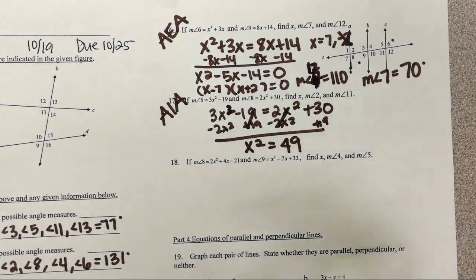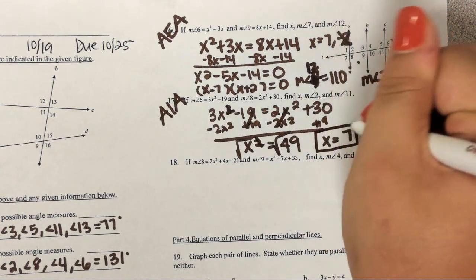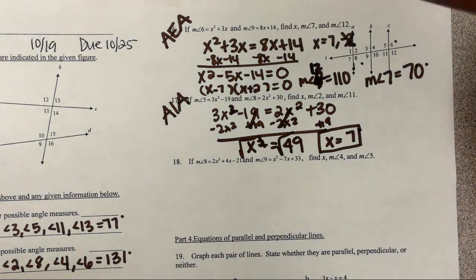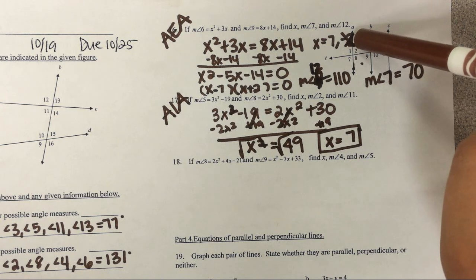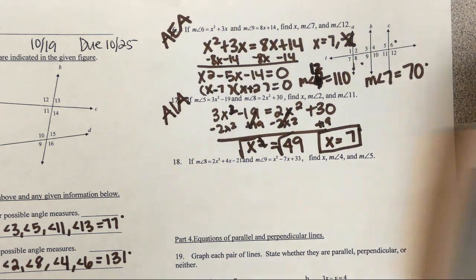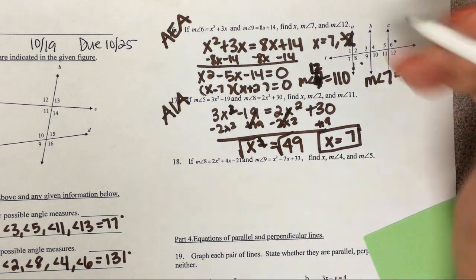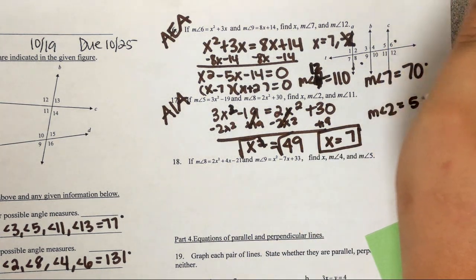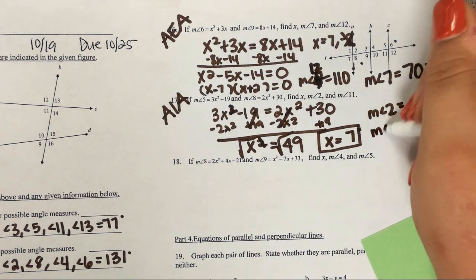What would I do now? Square root it. So what is x going to equal? 7. Now I want to know what 2 is. 2 is a linear pair with 8. So I plug in my 7. That's what I get. So it's a linear pair, so I'm going to minus from 180. So angle 2 equals 52 degrees. 11 is also a linear pair, so it's going to be the same thing.